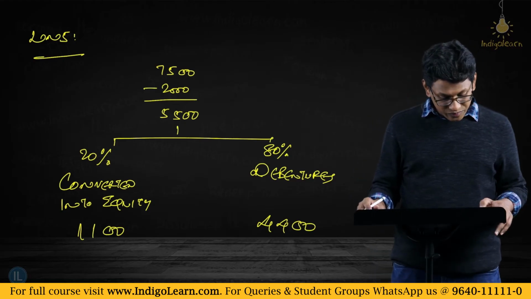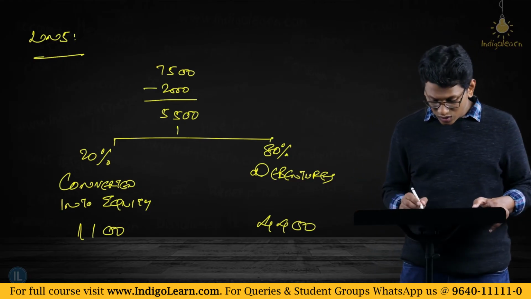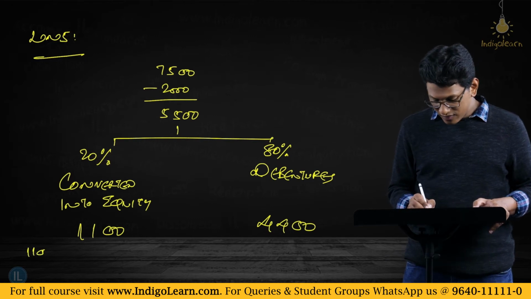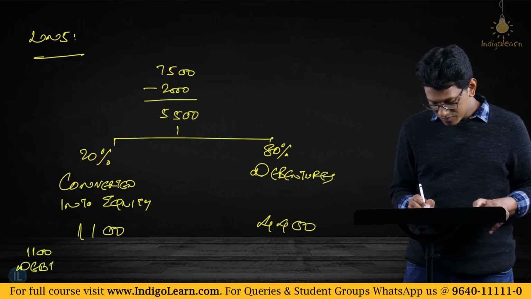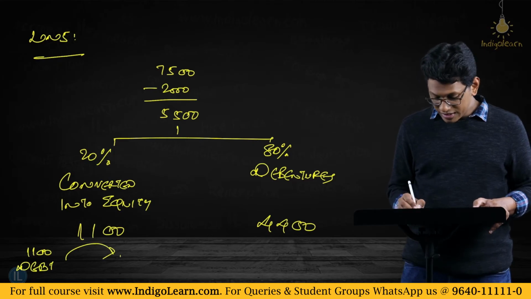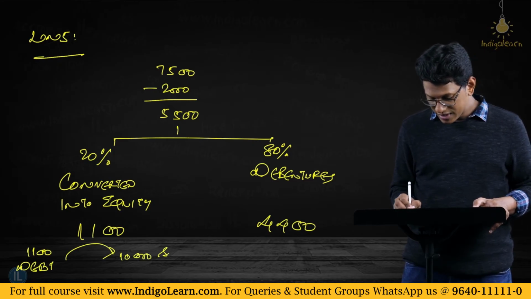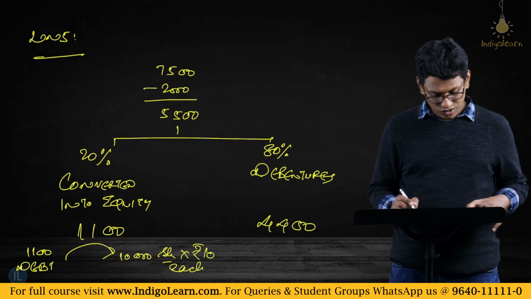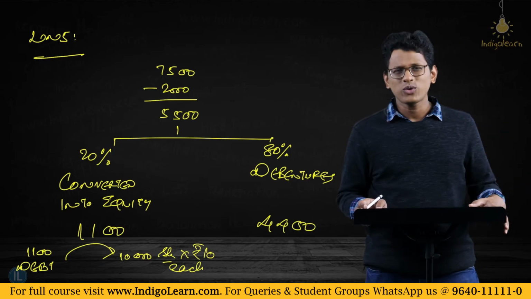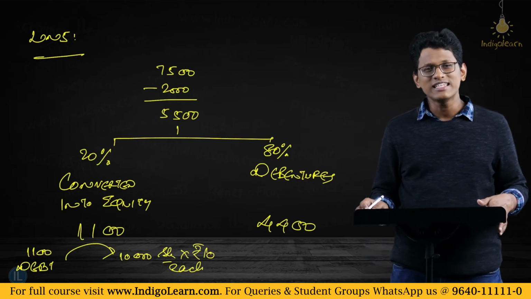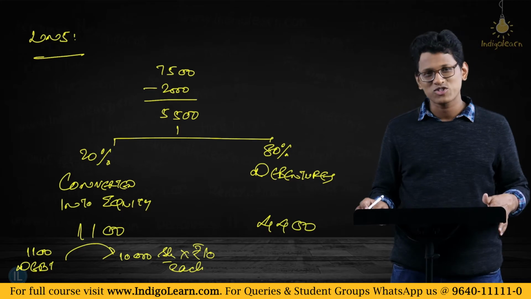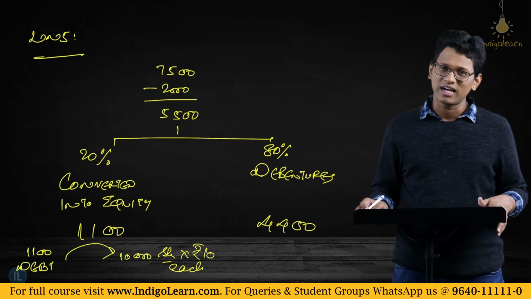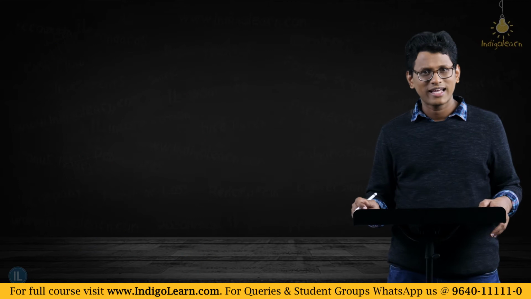Now, what does the question say? They are converted into 10,000 equity shares. 1,100 debentures became 10,000 shares of rupees 10 each. Okay, right. So that is one point given in the question. Now we need to arrive at the cost of these equity shares which came into existence on account of conversion of 1,100 debentures. Now how do we do the calculation for that?